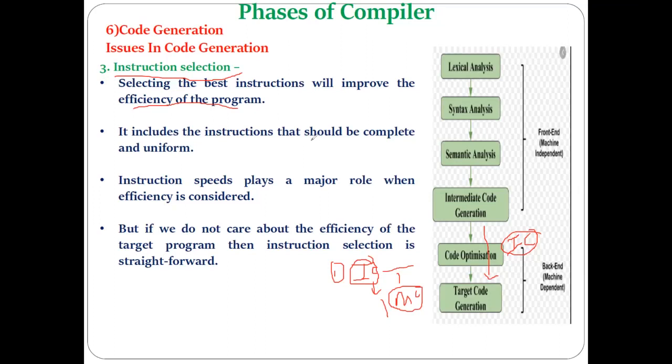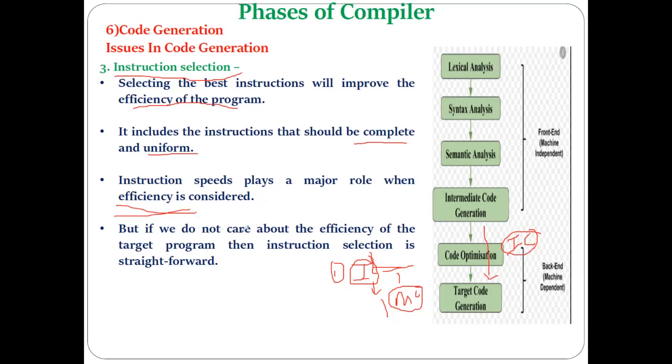The instruction which will be selected for a particular intermediate code instruction must be complete, uniform, and correct. If the instruction selection is done by considering this factor, then definitely the machine code that gets generated will be efficient machine code.